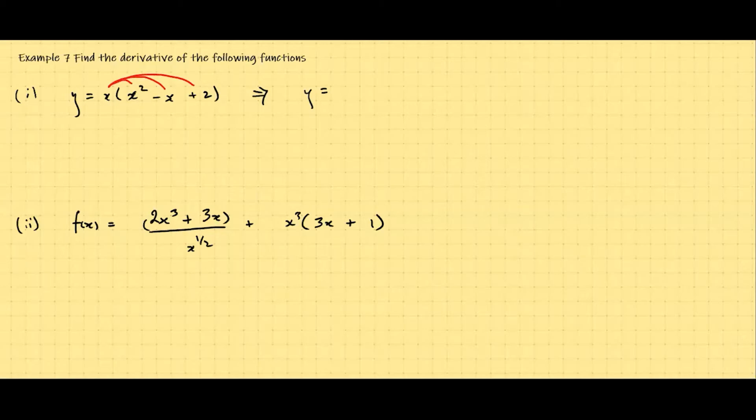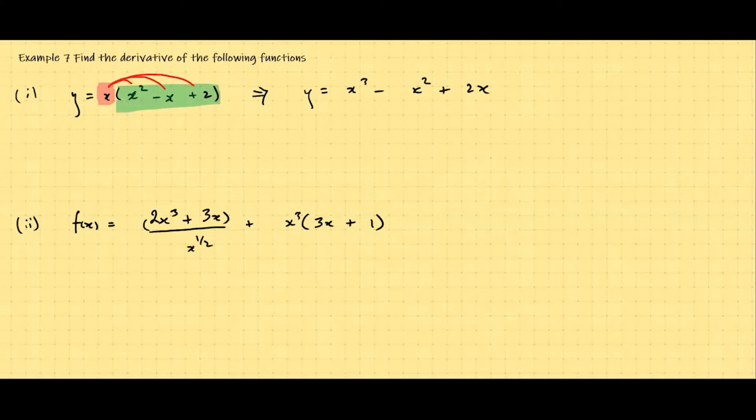So far, I've got a function here, and then I've got another function here, and the two are being multiplied, and I can't quite handle that with my current knowledge of derivatives. So let's expand this. When I expand this, I get x cubed minus x squared plus 2x, and now this is looking a lot nicer.